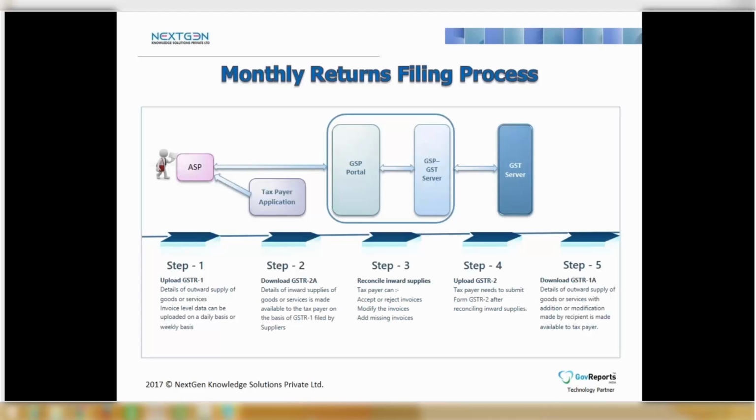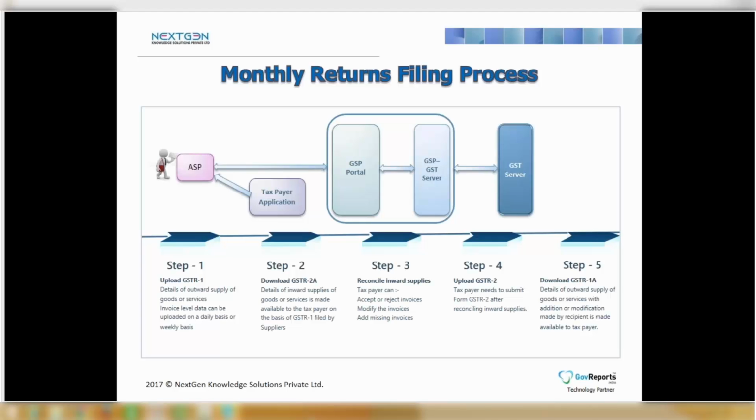Now let us have a look at the monthly return filing process. As step number 1, the taxpayer needs to upload the data of outward supply of goods or services at the GST portal. Then step number 2 will be downloading GSTR 2A. See, the taxpayer is submitting only GSTR 1. Similarly, the sales level data will be submitted by the suppliers of the taxpayer also, and the system will auto-populate it in the form of GSTR 2A, which the taxpayer can download from the GST portal, and then he needs to reconcile the downloaded data with his own accounting records.